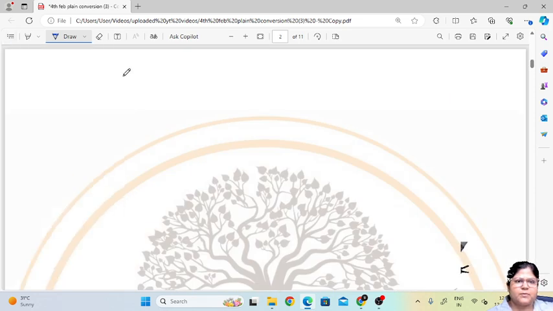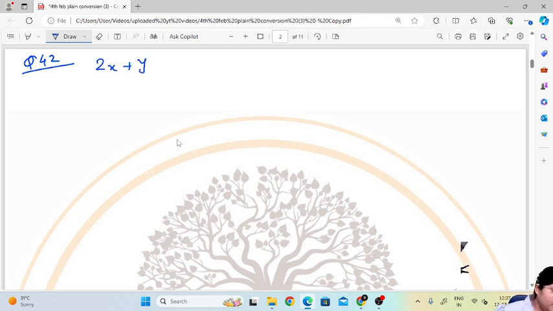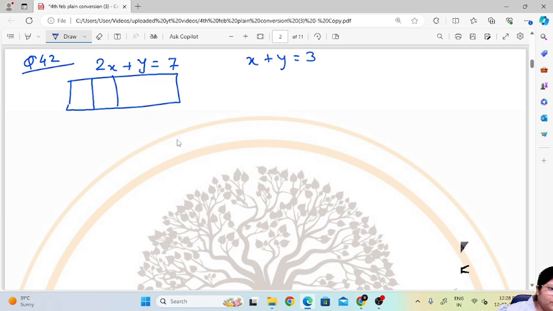Okay, coming to the next page, second page. Now solving question number 42. Find the solution of the following pair of linear equations graphically. The equations are 2x plus y equals 7 and x plus y equals 3. Rewrite and complete the given tables. So one table is already made there for 2x plus y, and you have to find out three values of x and y in both the tables.